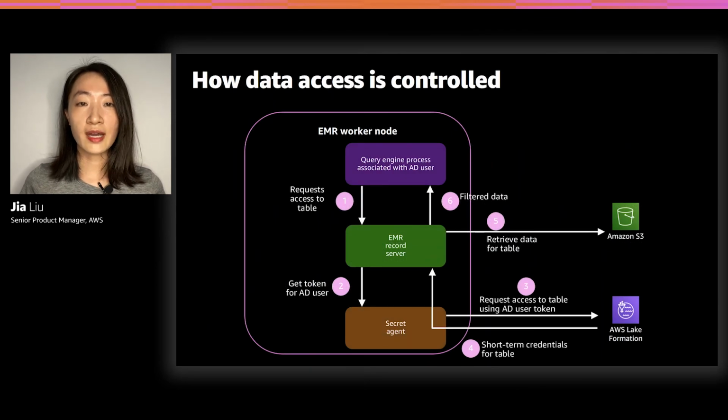Here's a diagram showing how data access control works with Lake Formation enabled. First, when your user submits a job through the query engine, it requests access to the table. This request will be intercepted by Secret Agent and EMR Record Server. Secret Agent will talk to AWS Lake Formation to get short-term credentials for the table. AWS Lake Formation will return those credentials back to Record Server so that Record Server can use them to retrieve data from Amazon S3. Record Server will then filter this data and send it back to the user.